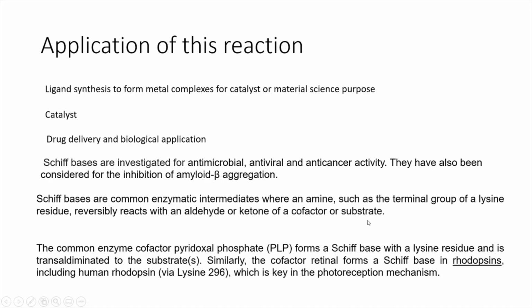Schiff bases are common enzymatic intermediates where an amine, such as the terminal group of a lysine residue, reversibly reacts with an aldehyde or ketone of a cofactor or substrate. The common enzyme cofactor pyridoxal phosphate (PLP) forms a Schiff base with a lysine residue and is transaldiminated to the substrates. Similarly, the cofactor retinal, which is in our eyes, forms a Schiff base in rhodopsins, including human rhodopsin, by lysine 296, which is key in the photoreception mechanism.